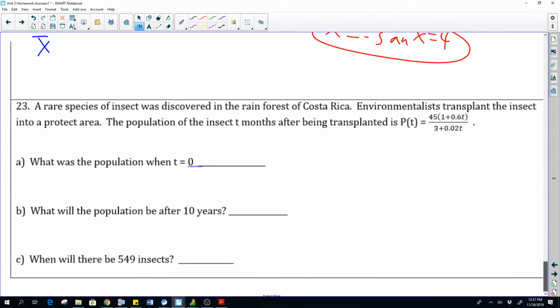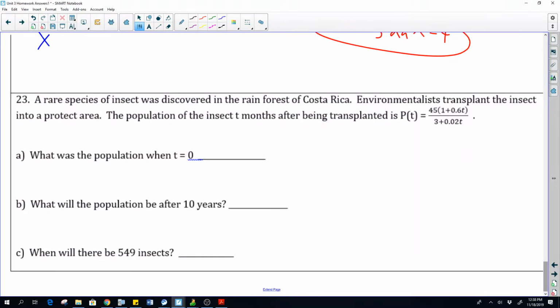Okay, last but not least, number 23 can definitely use your calculator. When t equals 0, that means that wherever we see a t, we're just going to plug in a 0, right? So we get 45 times 1 plus 0 all over 3, since the 0 term goes away. And 45 divided by 3 is 15. So the population at 0 months is 15. These rare insects multiply so fast that even at 0, they're at 15 already.